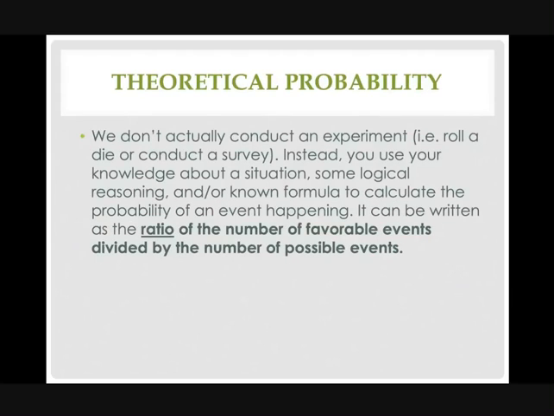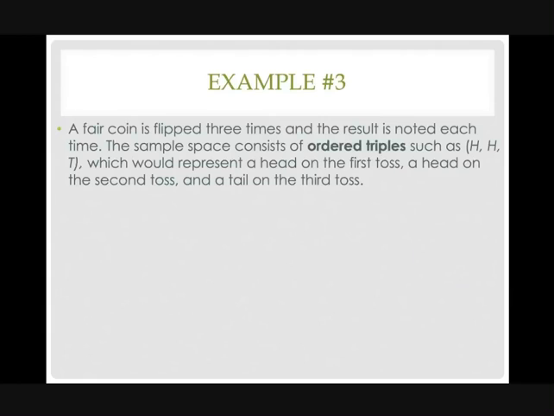Theoretical probability. You don't actually conduct an experiment, i.e., rolling a die or conducting a survey. Instead, you use your knowledge about a situation, some logical reasoning, and/or a known formula to calculate the probability of an event happening. It can be written as the ratio of the number of favorable events divided by the number of possible events. Example 3.